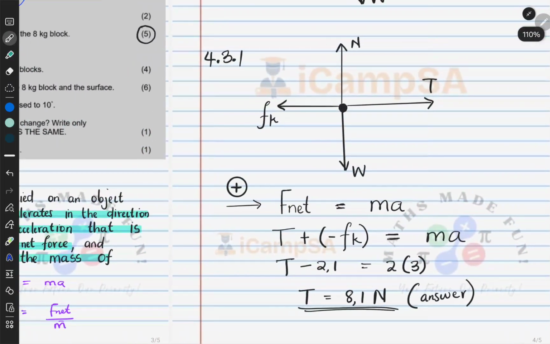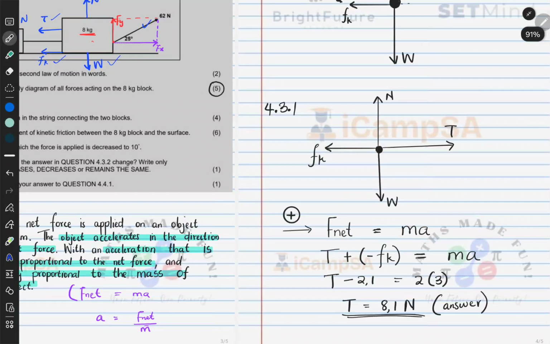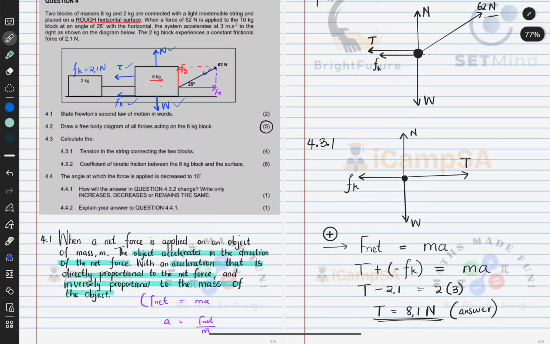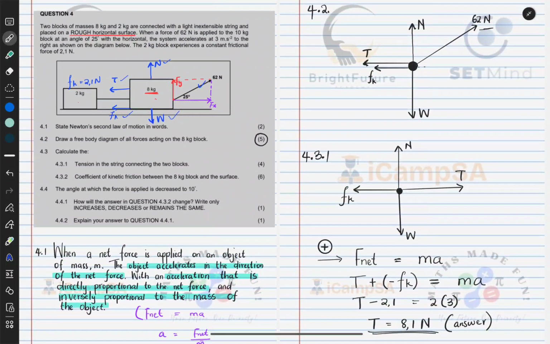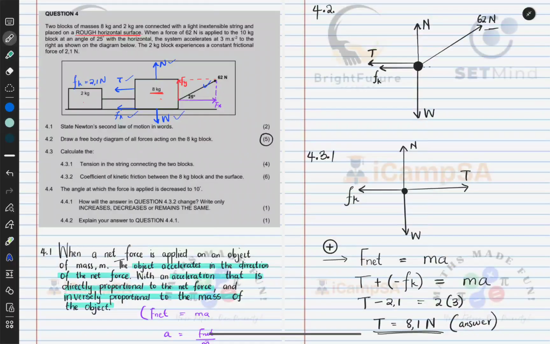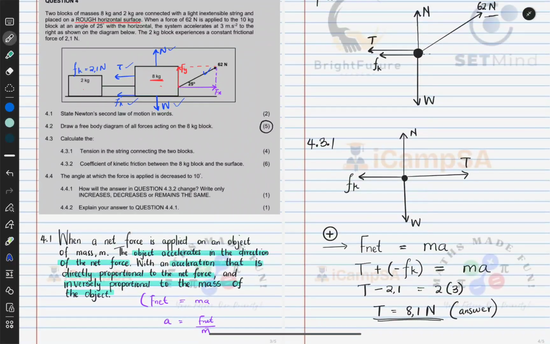Okay, so you see, it was less tedious. Imagine if we had used the free body diagram for the 8 kilogram block, we would still be trying to figure out Fk for the 8 kilogram block, which is just not worth it for 4 marks. Okay, so here you are done. You're done with your 4 marks. Now we go to 4.3.2.